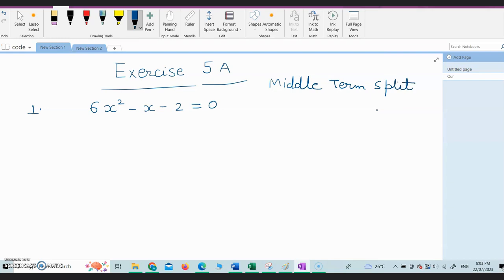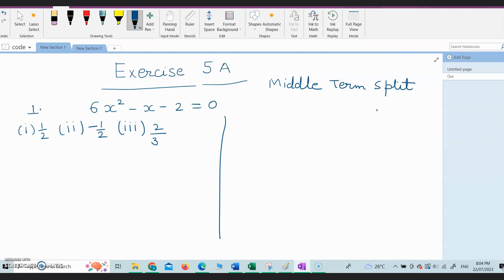So the exercise that we are going to start is 5a, as you can see here, and the first question is find which of the following are the solutions of the equation 6x square minus x minus 2 equals to 0. So there are two ways to solve this question. First method, we will use both of them so that you can choose anyone that you like. So in the first method, we have three options basically. First option is 1 by 2, second option is minus 1 by 2, and third option is 2 by 3.